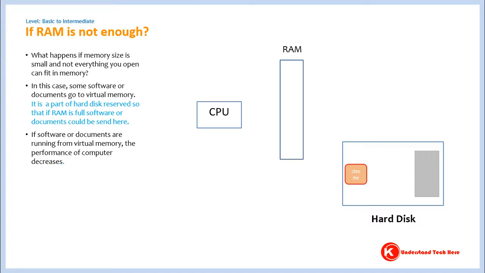What happens if RAM is small and not everything you open can fit in RAM? Let's say this much RAM is occupied by other software and documents. Let's say you want to start Google Chrome. As we said, any software or documents you open go to RAM. So when we start Google Chrome, commands to operate Chrome go to RAM. However, as you can see, there is not enough space in RAM. So commands to operate Chrome can't go to RAM.